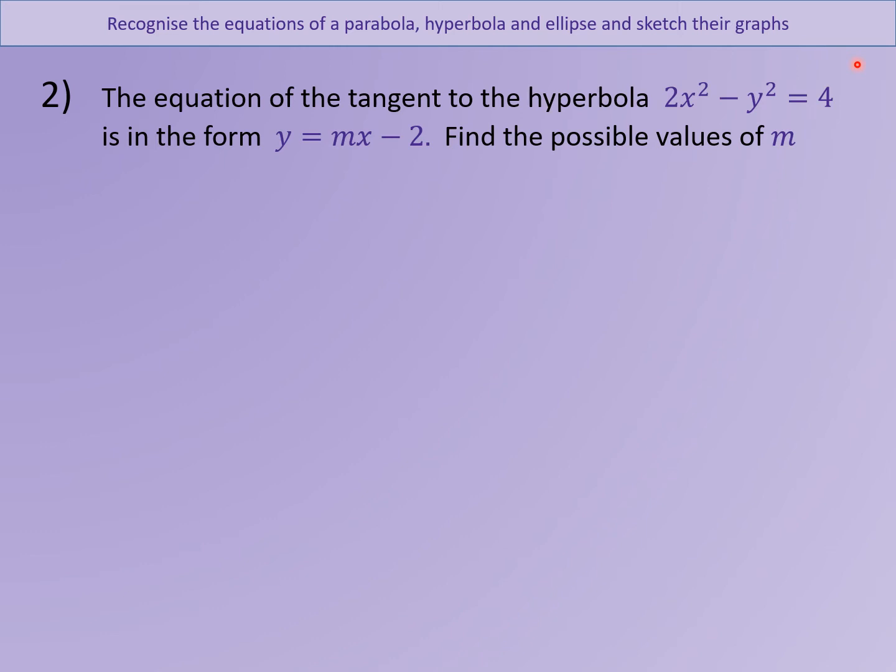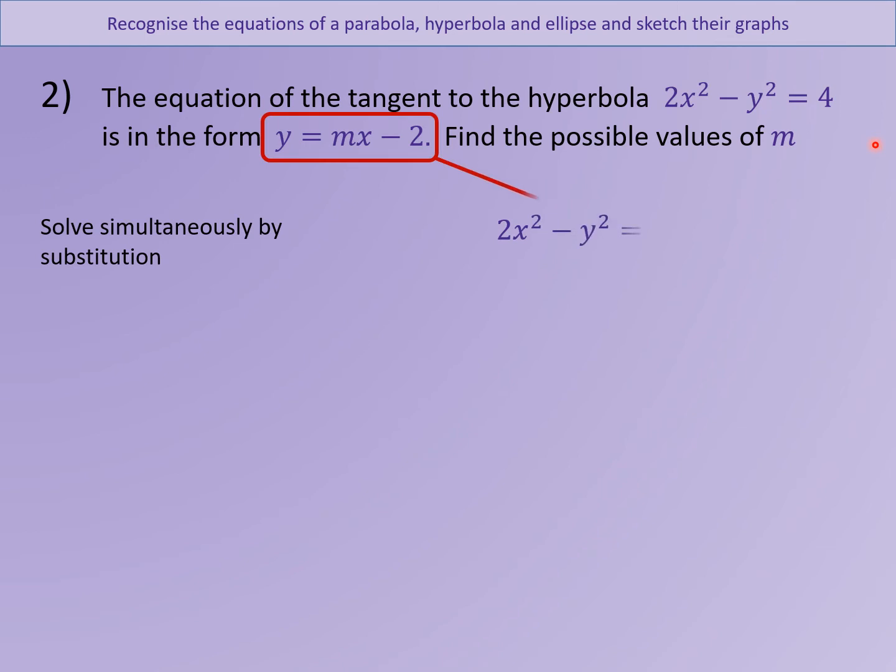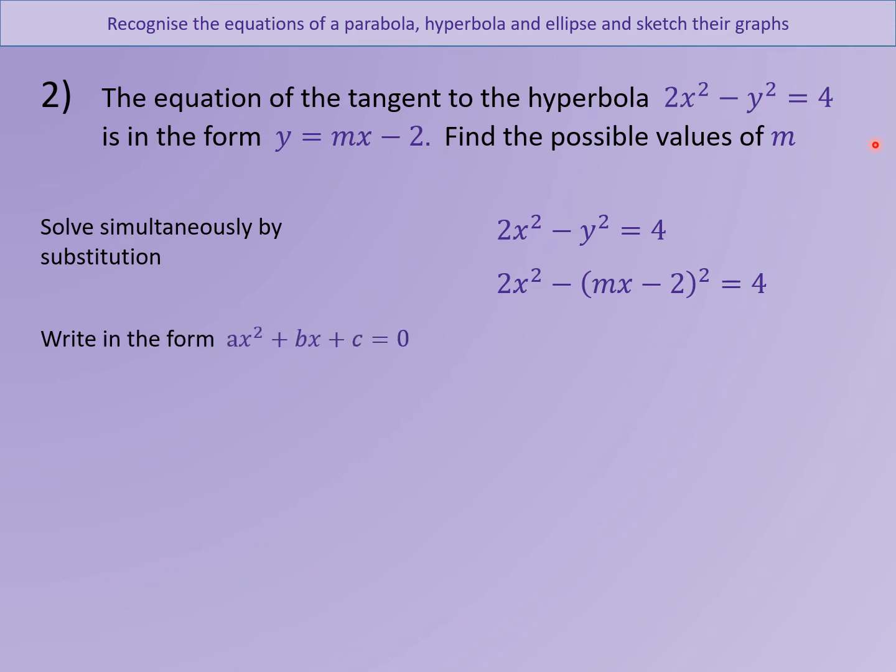So what we're going to do instead is use a method similar to what we have seen with circles, where a tangent is a line that intersects the curve once. So we're going to intersect y equals mx minus 2 with this curve and show that it has one solution. We're going to substitute mx minus 2 in for y. We're then going to expand this and write it in the form ax squared plus bx plus c equals 0. So factorising this gives us this line here.